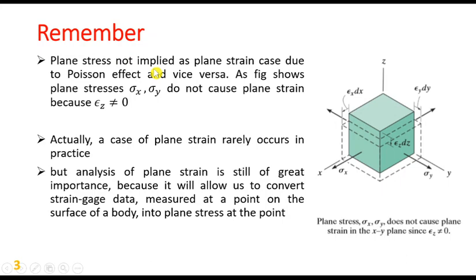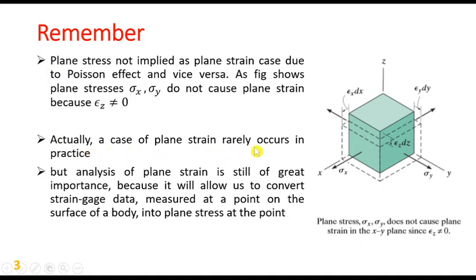Remember, plane stress is not implied as the plane strain case due to Poisson effect, and vice versa. As the figure shows, plane stresses sigma x, sigma y do not cause plane strain because epsilon z is not equal to 0. If you look at this, two stresses, sigma x and sigma y, are acting in a plane. So this is the plane stress case, but the effect of this will cause this strain, epsilon y strain, and also epsilon z strain. That's why plane stress does not cause plane strain.